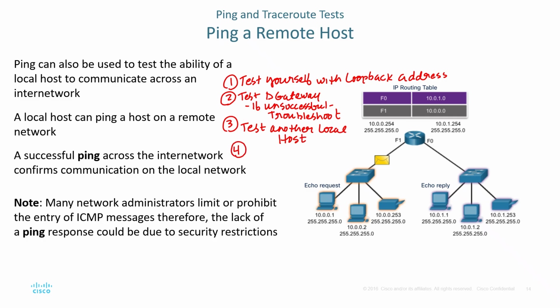So if 1, 2, and 3 are all successful, then you do 4. Okay? If 1 is unsuccessful, troubleshoot. If 2 is unsuccessful, troubleshoot. If 3 is unsuccessful, troubleshoot. Okay, this gives you information to say this is where I should start my troubleshooting processes, wherever you are not having connectivity or getting echo replies.